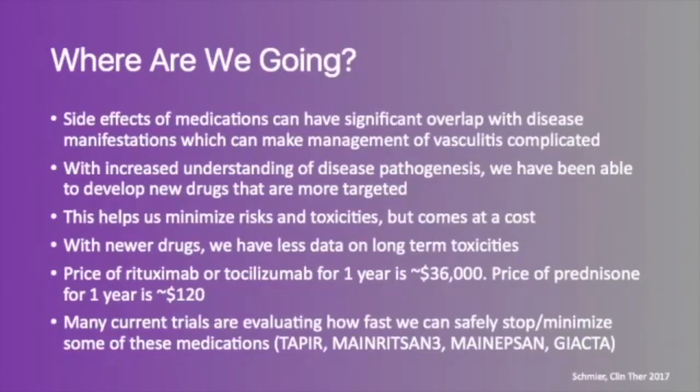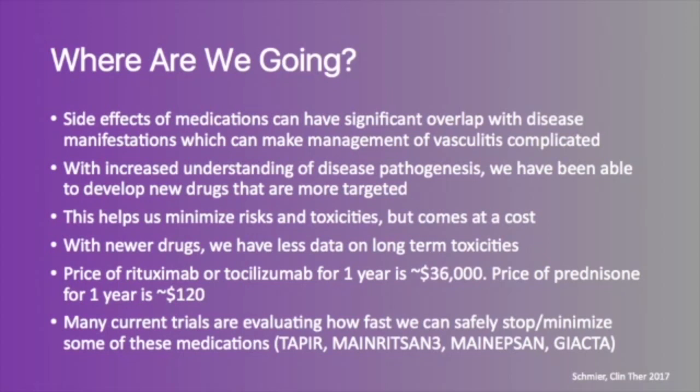So, like I said, the side effects of the medication can have significant overlap with disease manifestations, and that can make the management of vasculitis complicated, right? If you're on a medicine that's causing the side effect, we want to stop the medicine or pull it back. If you're on a medicine and you're having a flare, we want to go up on the medicine. So it's opposite reactions to the same possible presentation.